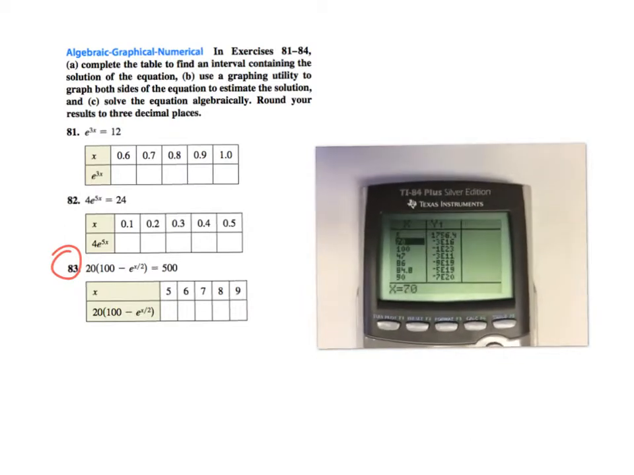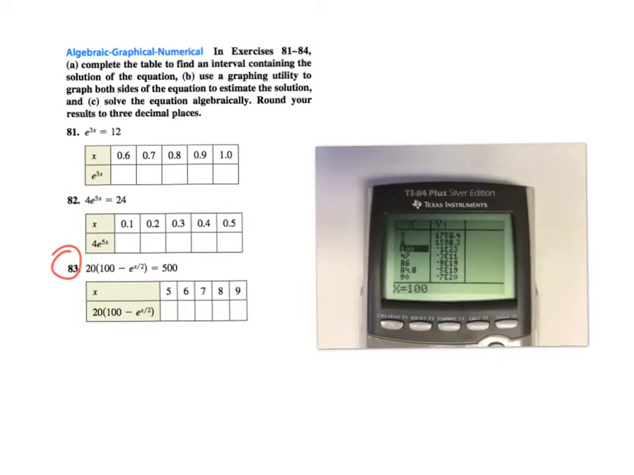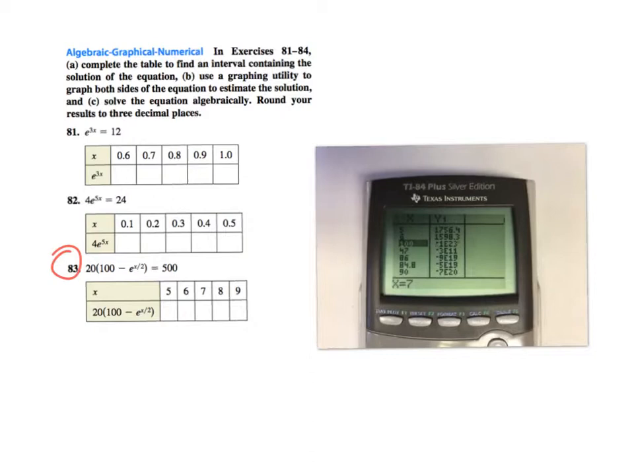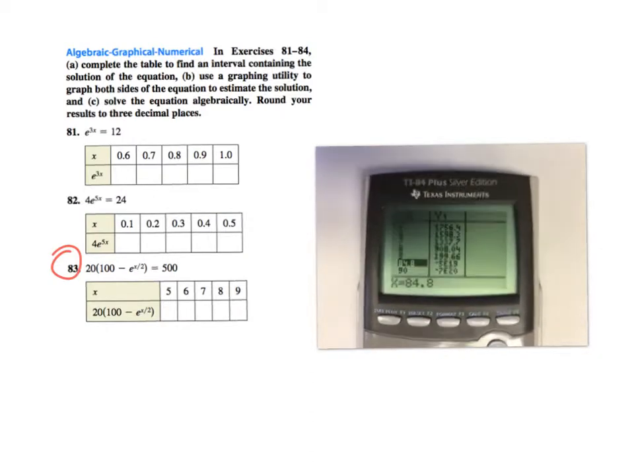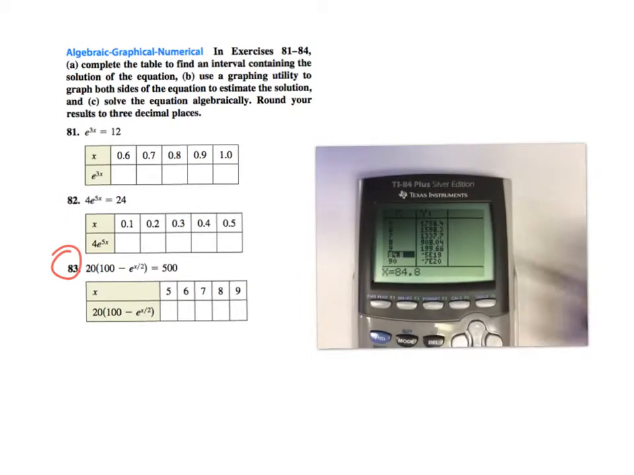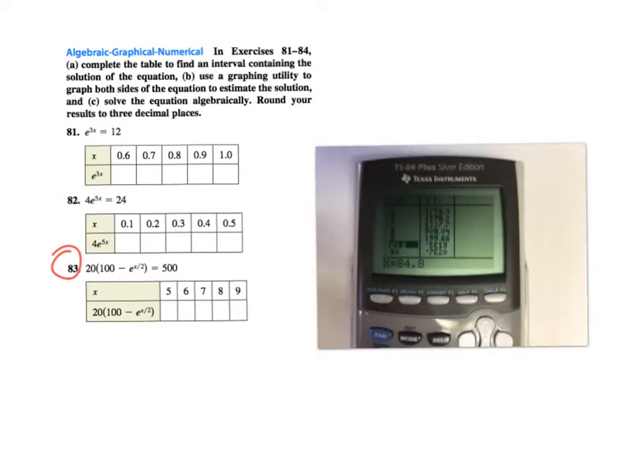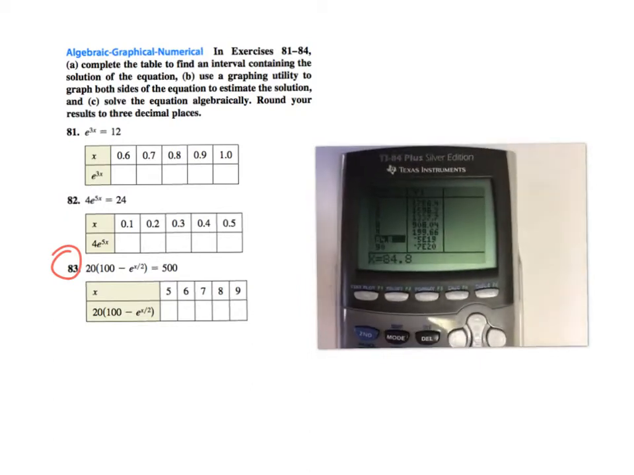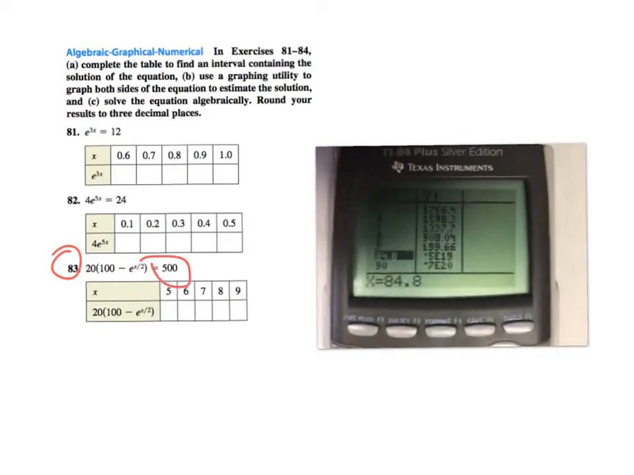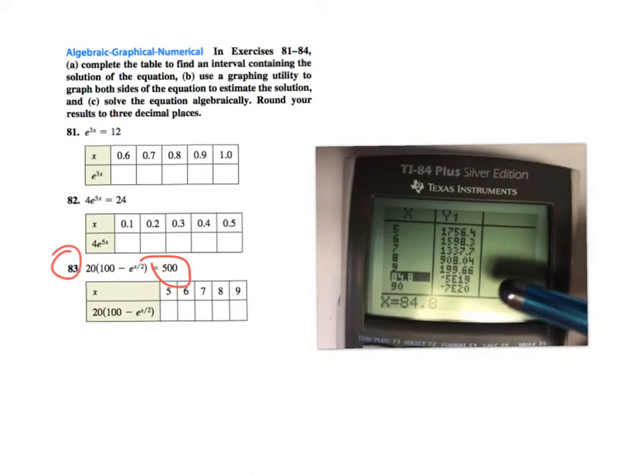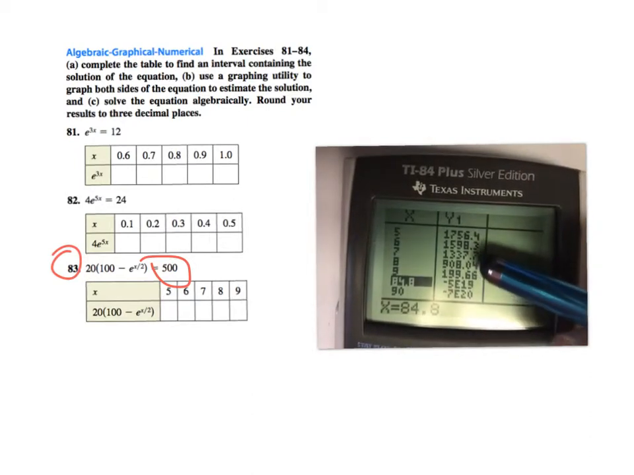So 5, 6, 7, 8, 9. So what I'm looking for is a value of 500. Okay, and it looks like if we tune in here, it looks like it's in between 8 and 9.